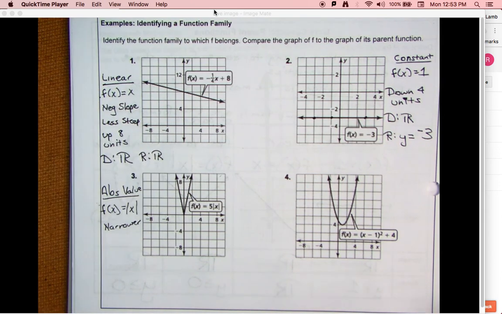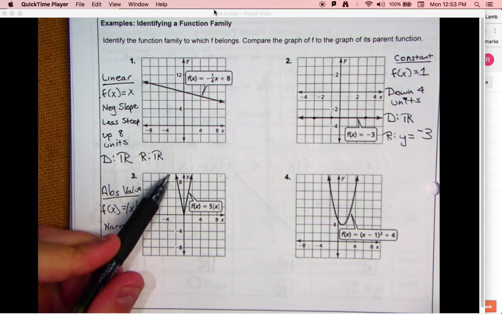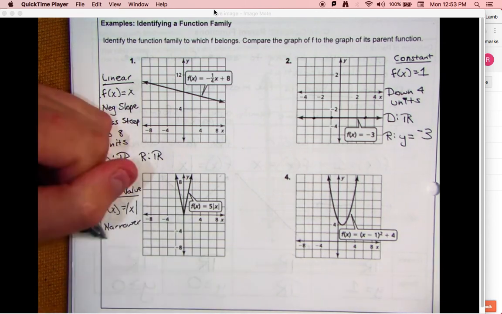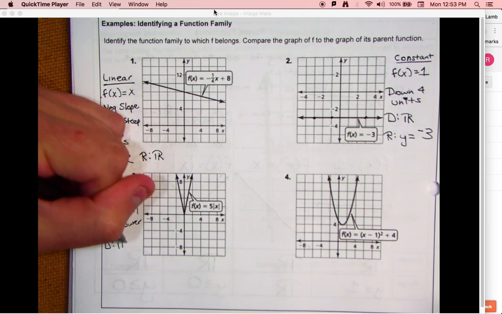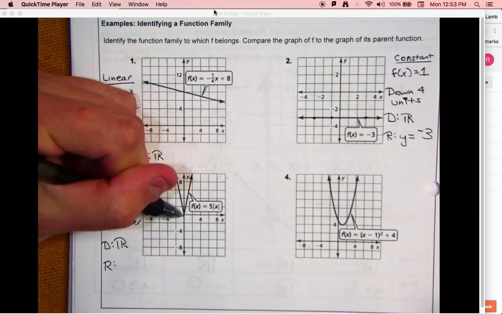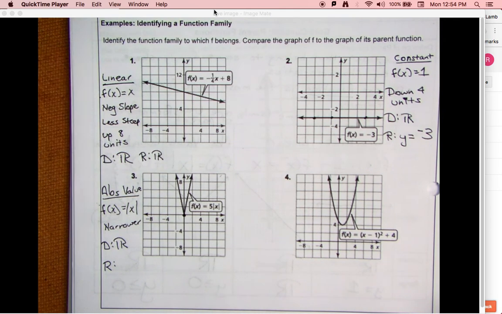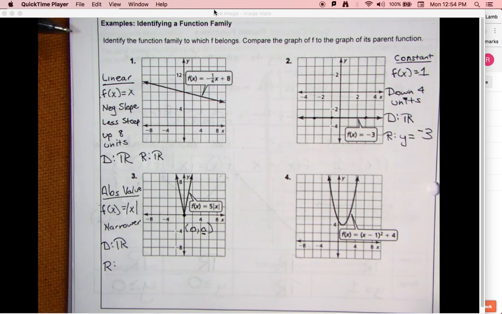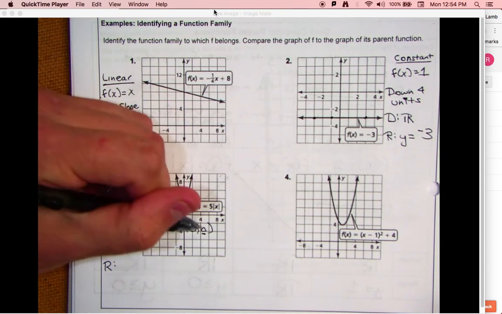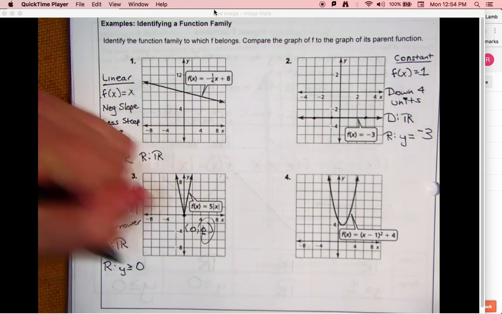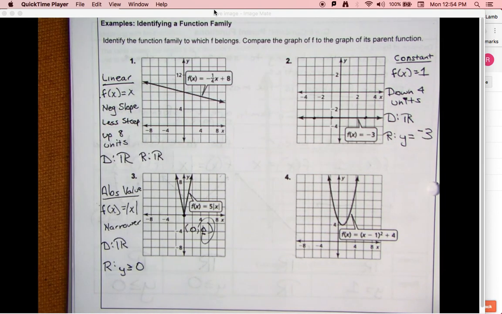Okay. The domain, even though this goes up at a sharp angle, it still goes to the left forever. Still goes to the right forever. So our domain is going to be all real numbers. Our range, notice this low point right there is still 0, 0. So that means it's everything above there. Remember, we're just looking at the y's. So we say y is greater than or equal to 0.